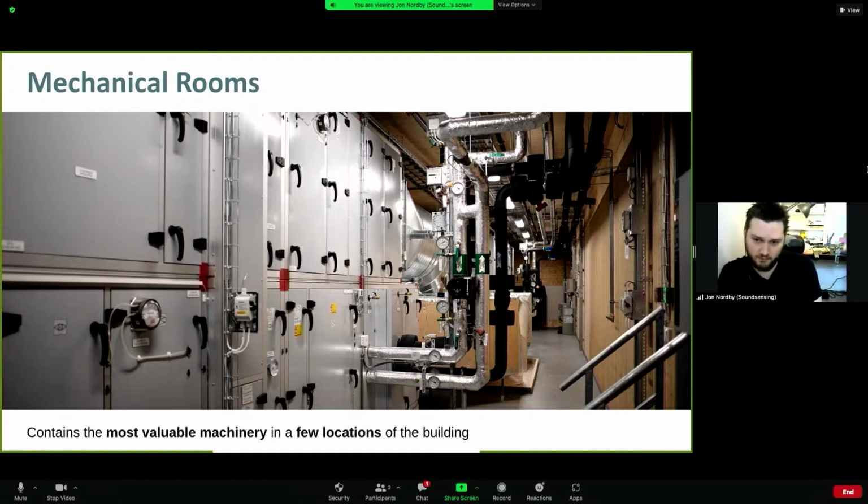So we place sensors into these rooms, and we use sound because it enables us to monitor an area of machines, in combination with vibration sensors, which are point-based for each individual machine.